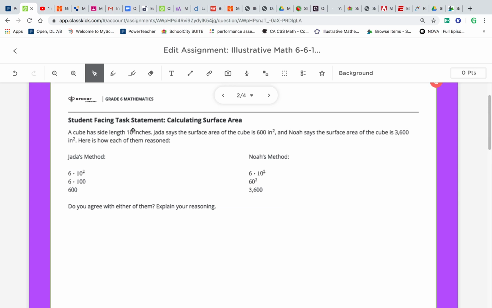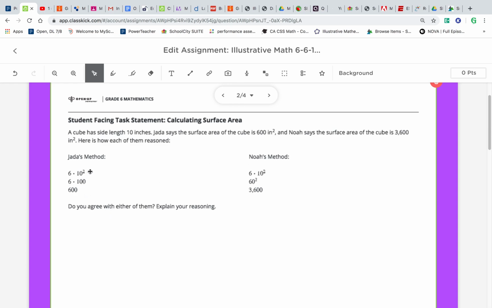So 10 squared will give you the area of one of the faces, and because it's a cube, we know that there are 6 faces and that they all are the same. So because of that, we can make it a little bit quicker to do the calculation. You can see here for both Jada and Noah, they set it up correctly. The 6 that they both use is representing the number of faces. There's the top, the bottom, the front, the back, the left, the right. So 6 faces, that's where the 6 comes from.